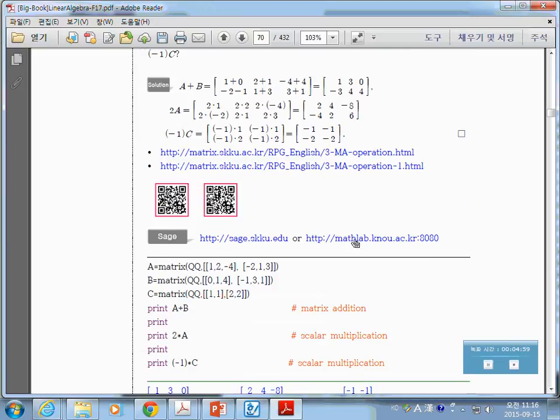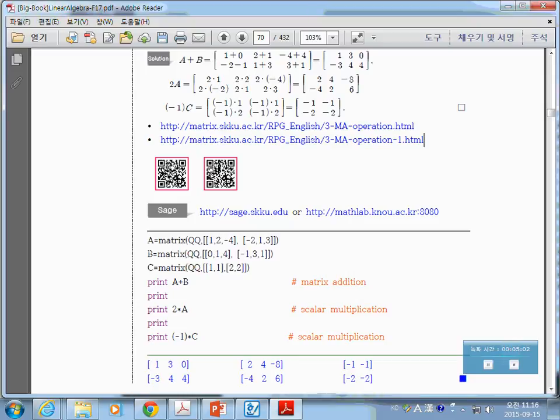Okay, so for this example, you can just copy this to practice on the website that I supplied.